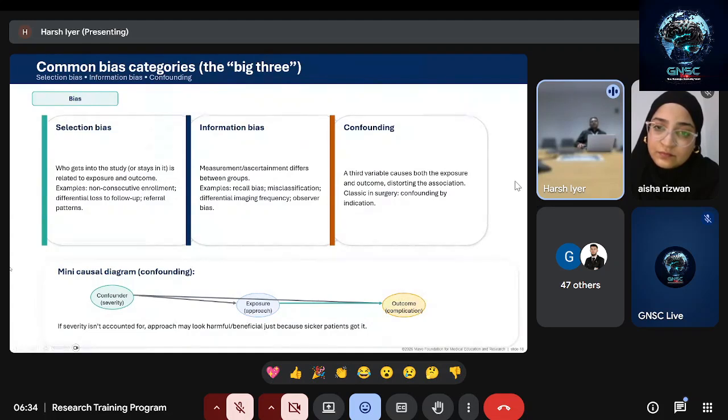Misclassification, differential imaging frequency, observer bias, and then the third variable is confounding, because confounding is a very weird thing that can happen in research. If there is a surgery that needs to be done for a specific pathological procedure, that can act like a confounder because almost all of your patients are going to have that pathological finding.